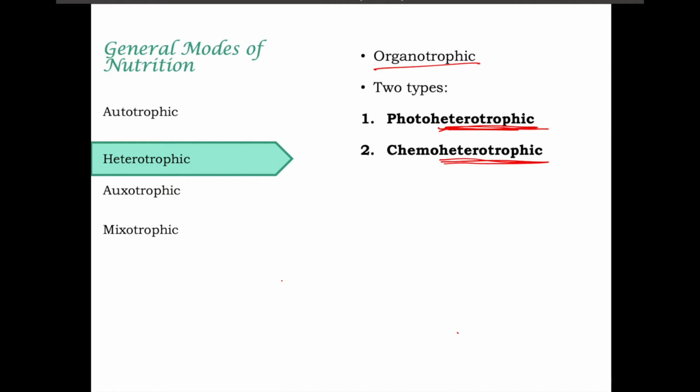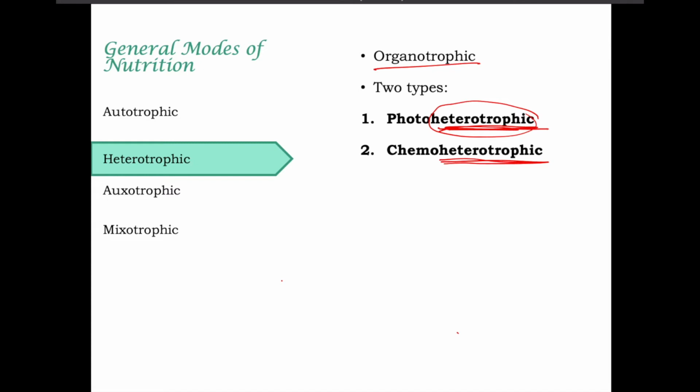Okay? So what they will do, these types of organism right here, for your photoheterotrophic, they use the light to digest their food. So again, they are heterotrophic because they get the food, organic compound, from somewhere else. Okay? Organic, unlike your autotrophic. When autotrophic, we mean carbon dioxide, inorganic carbon source. When we say heterotrophic, organic carbon source.